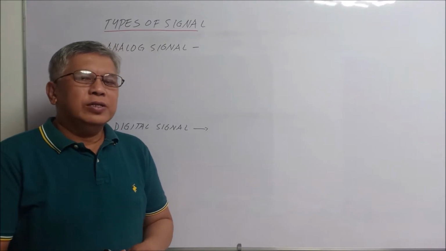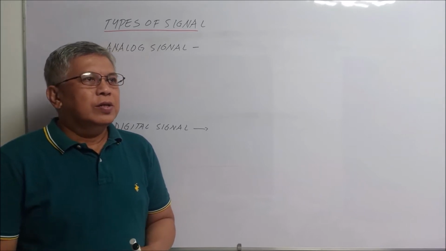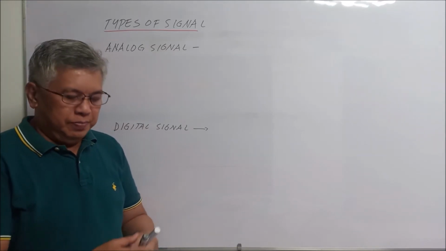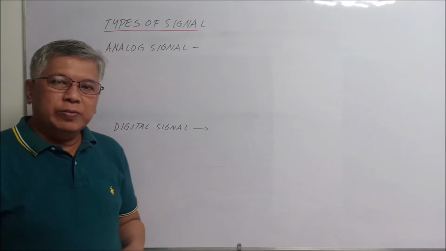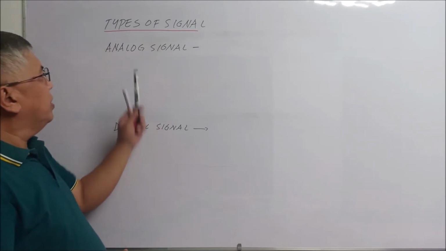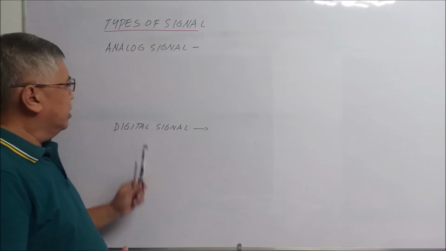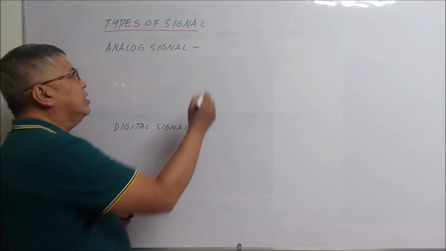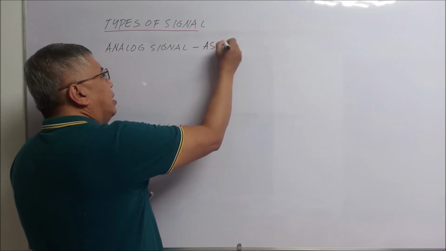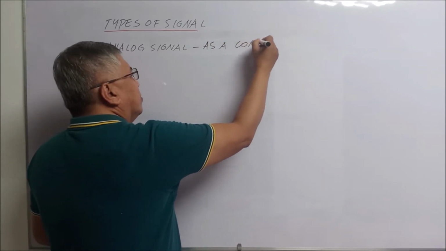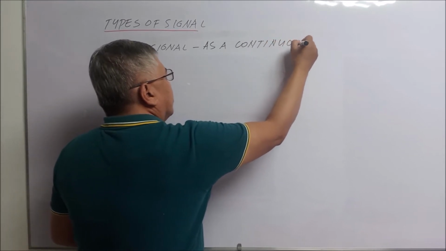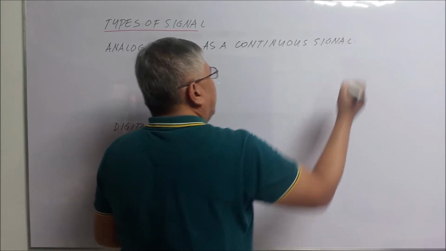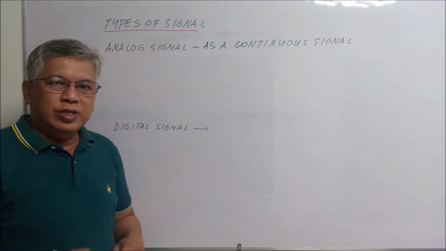Hello, let us start our discussion on this subject with the types of signal. There are two types of signal: the analog signal and the digital signal. An analog signal is defined as a continuous signal.